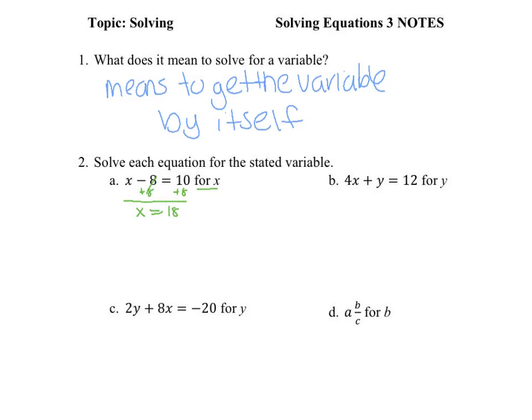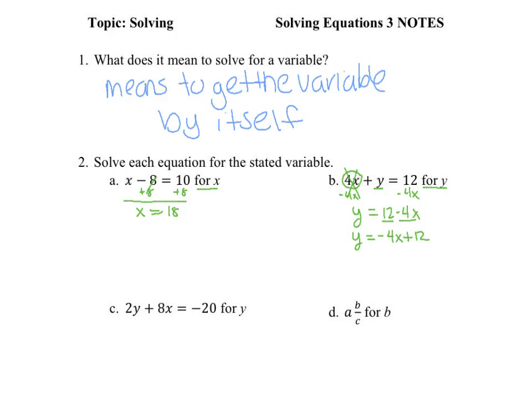Now for part B it says solve for y. I want to get the y completely by itself. So that means I need to move the whole 4x. So it's a positive 4x, so I'm going to subtract it from both sides. My 4x's will cancel, and I'll get y on the left-hand side equals 12 minus 4x. Now you will always see me write it as y equals negative 4x plus 12. I just switch these two around. Either answer is correct.